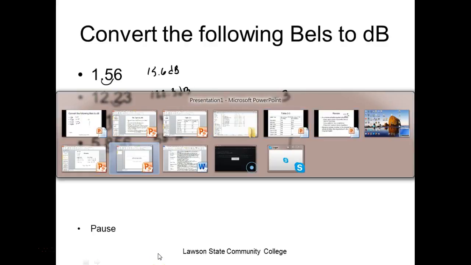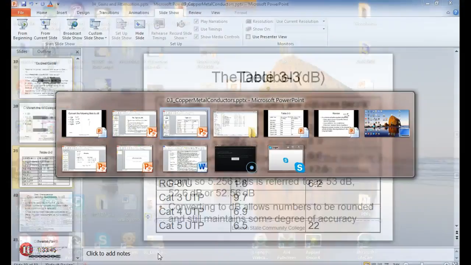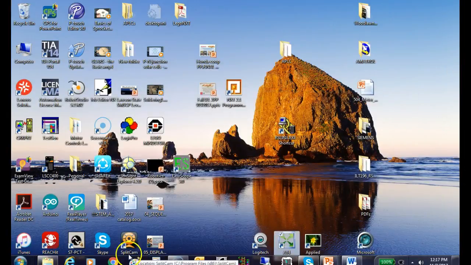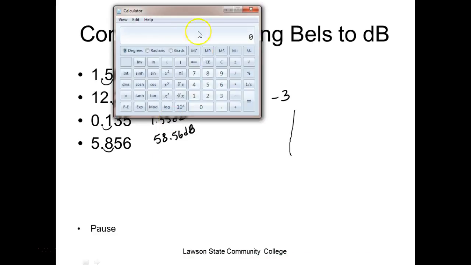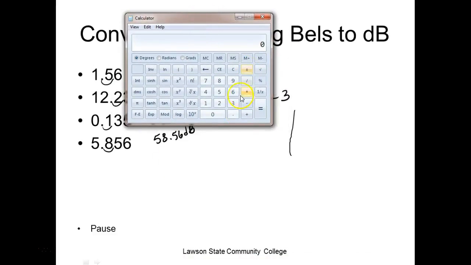What are we doing wrong? Oh, it's not a negative. I'm sorry. I'm going to come up here and say 0.3, and I'm going to take the log of that. Notice, what does it do? It gives me a minus number, or negative number. So right off the bat, if you see a negative decibels, you know it's an attenuation. If you see a positive, you know it's a gain. You understand?